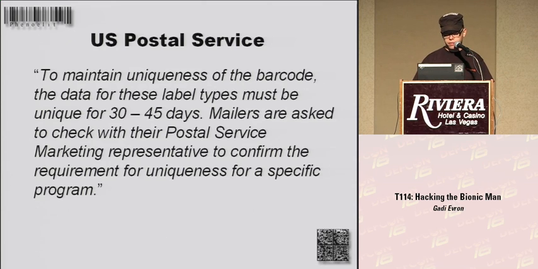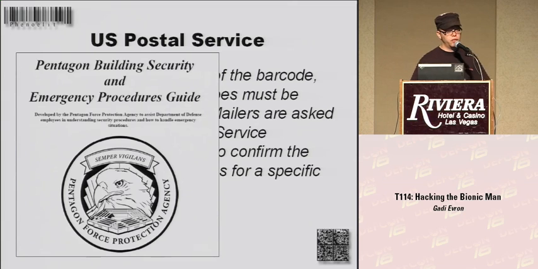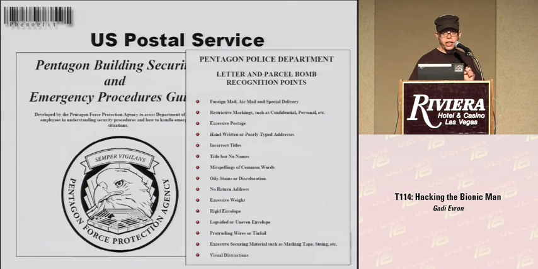Now, on the other hand, I compared that to another spec that at first sight has nothing to do with it. This is the Pentagon Building Security Emergency Procedures Guide that also has a guide on how to handle mail and recognize letter bombs. So it has all those things like foreign mail or excessive postage, or it actually has protruding wires and tinfoil. Whoever wrote that probably never built a bomb.